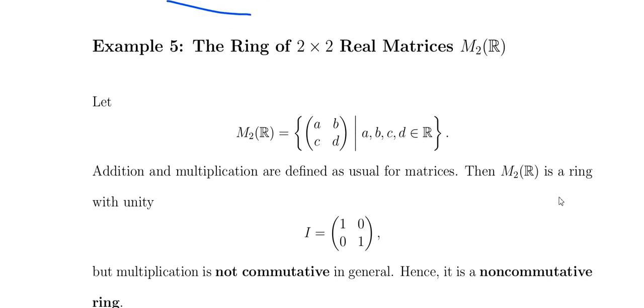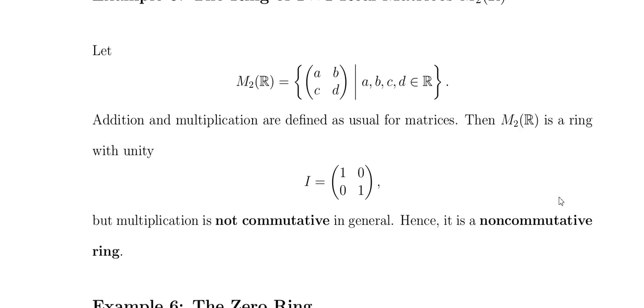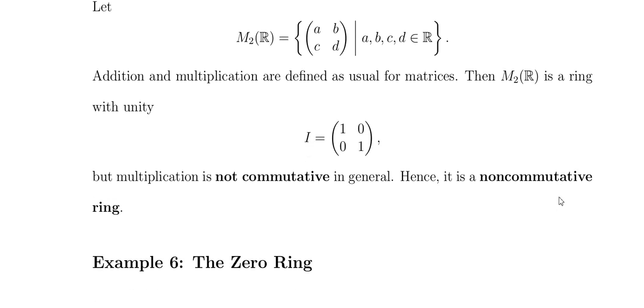And the ring of 2 by 2 real matrices is called M2 of R. M2 of R is the collection of 2 by 2 matrices whose entries belong to the real numbers. Its identity element with respect to multiplication is the identity matrix. But this is not commutative in general. So it is the example for a non-commutative ring.